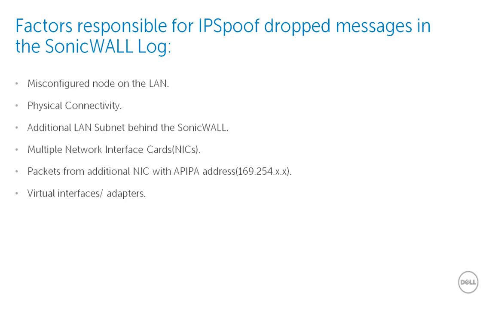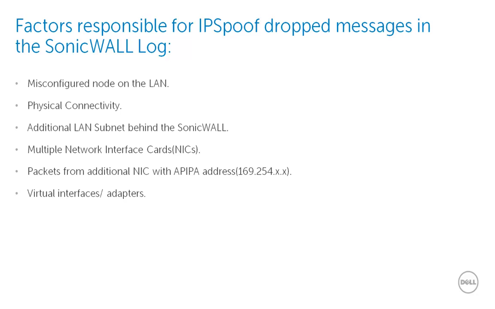IP spoof messages are generally indicative of malicious attempts to access a network, but they can also result from bad network or VPN routes. The log message shows the packet was detected and dropped. A few factors that are responsible for IP spoof messages are a misconfigured node on the LAN, physical connectivity, an additional LAN subnet behind the SonicWALL, multiple network interface cards, packets from additional network interface cards with a PIPA address, virtual interfaces or adapters. The most common cause of IP spoofs is a misconfigured node on the LAN.